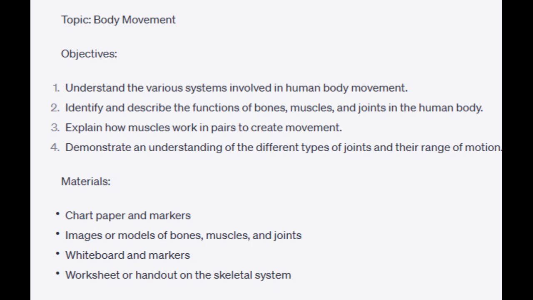Topic: Body movement. Objectives: understand the various systems involved in human body movement. Identify and describe the functions of bones, muscles, and joints in the human body. Explain how muscles work in pairs to create movement. Demonstrate an understanding of the different types of joints and their range of motion.